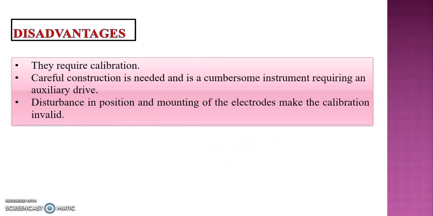There are some disadvantages also, which include that the generating voltmeter requires calibration. It is one of the disadvantages of generating voltmeter. Also, disturbance in position and mounting of the electrodes makes the calibration invalid. Also, careful construction is needed and it is a cumbersome instrument requiring an auxiliary drive.